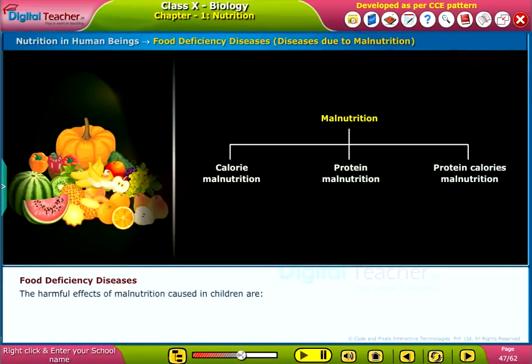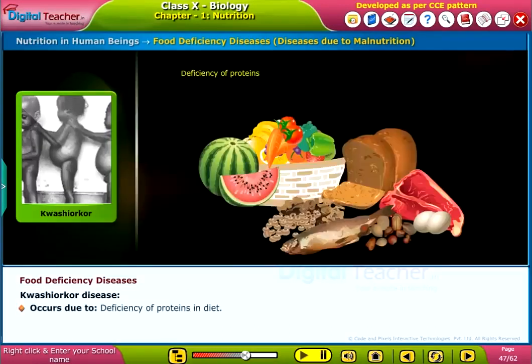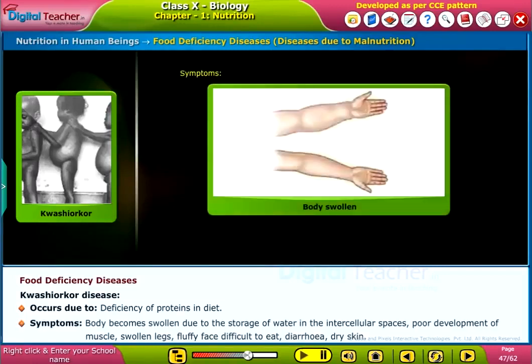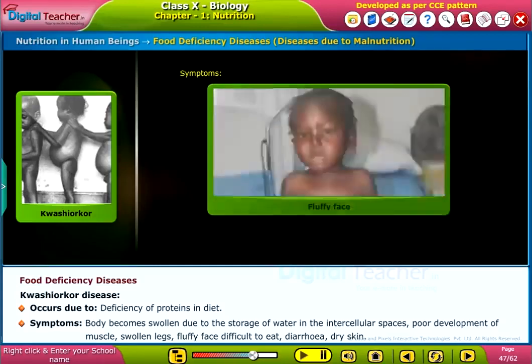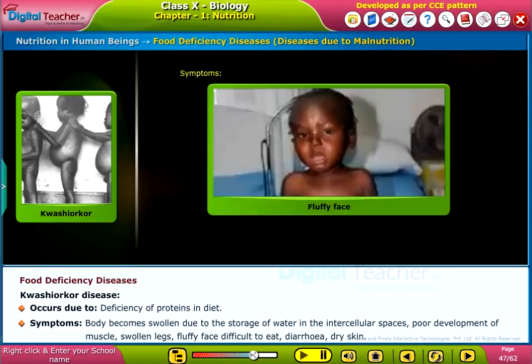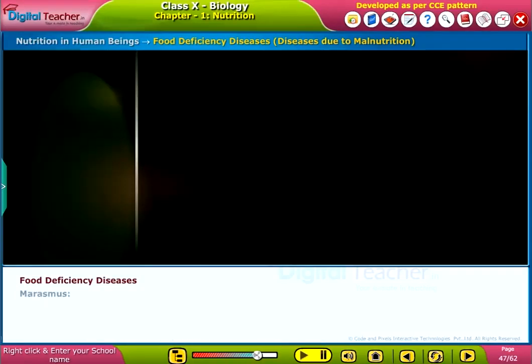The harmful effects of malnutrition caused in children are as follows. Kwashiorkor disease occurs due to deficiency of proteins in the diet. Symptoms: the body becomes swollen due to the shortage of water in the intercellular spaces, poor development of muscle, swollen legs, fluffy face, difficulty in eating, diarrhea, dry skin.